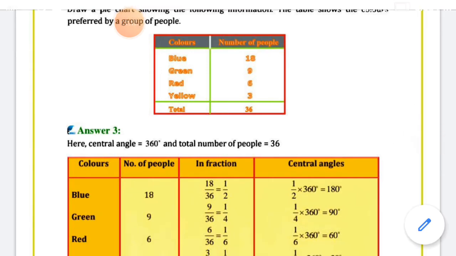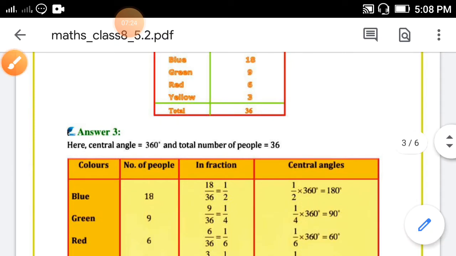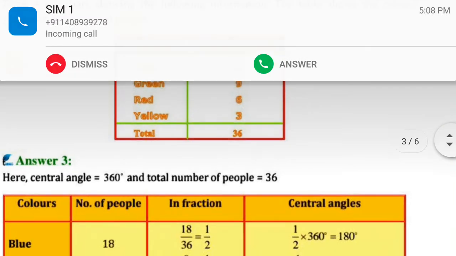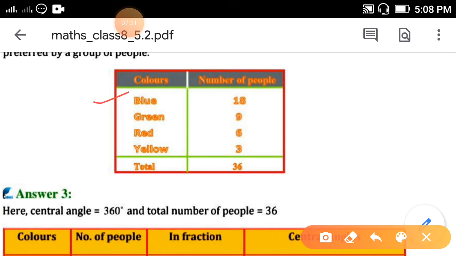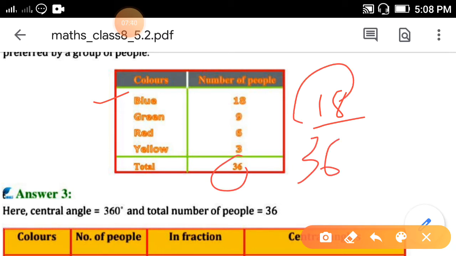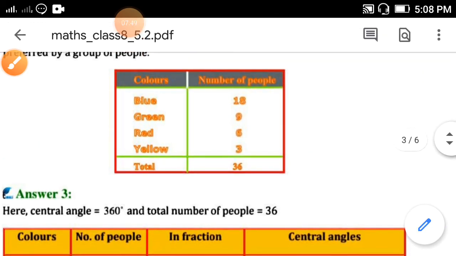Here there are colors, and the number of people who liked each color. So you need to find out the central angle. Same method you need to follow. For blue color, a total of 18 people like blue color. Out of how many? 36. 18 people out of 36 like blue color. And what is the central angle? We need to multiply by 360 because we want to convert this data into 360 degrees.